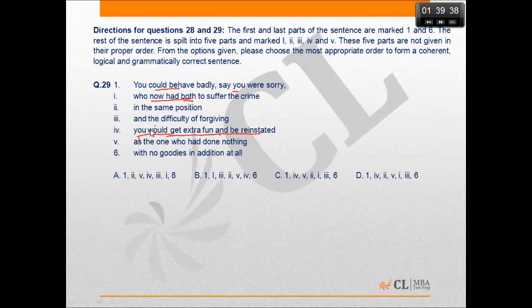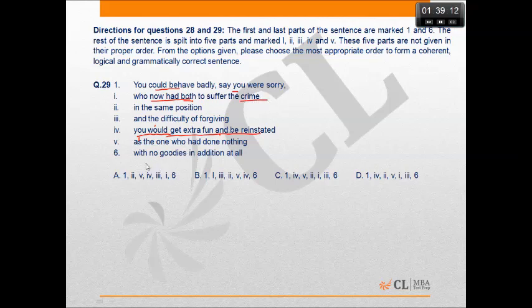And the difficulty, I'm not sure. I think I'll leave it, but let me just have one more look at this, since I'm reasonably fine in terms of timing. With no goodies in addition at all, who now had to suffer the crime in the same position as the one who had done nothing with no goodies.